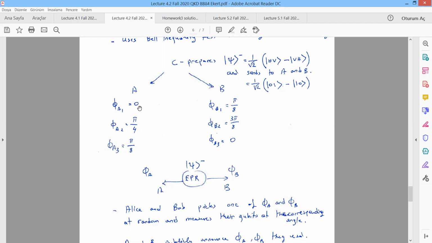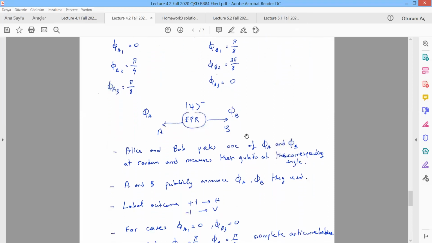They measure their qubits either with phi A1 at a 0 angle, or phi A2 at a pi over 4 angle, or phi A3, which is the pi over 8 angle. So at random, Alice measures the qubit that she receives at these angles, 0, pi over 4, or pi over 8. Similarly, Bob also at random, uniformly distributed, this time measures at these three angles: pi over 8, 3 pi over 8, or 0.